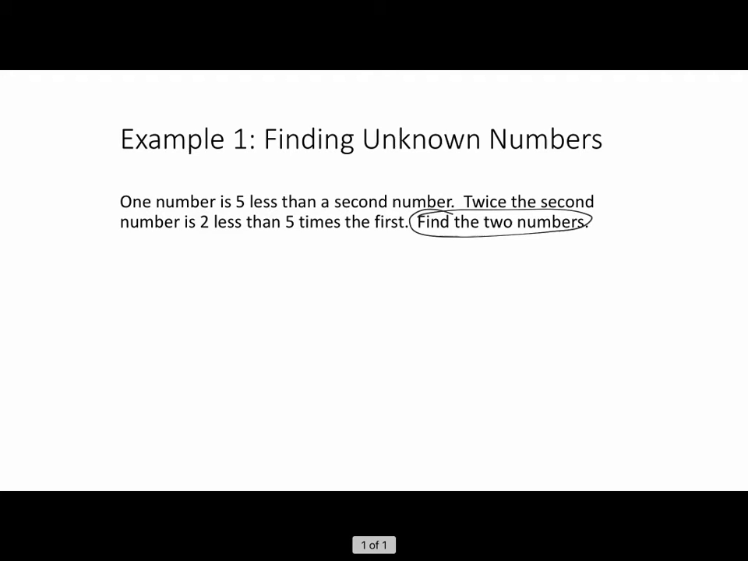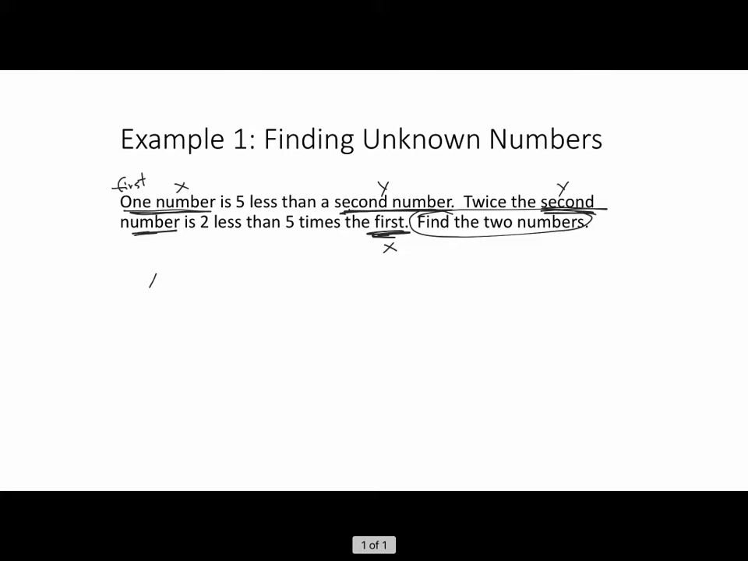So in section 1.4, remember we had all of those different translations between English and math. So we are going to translate these two sentences into two equations with two variables for the unknown numbers. So let me just call one number x and a second number y. So then when they say second number, again, remember that's y. And first is the same as 1, so that's x.